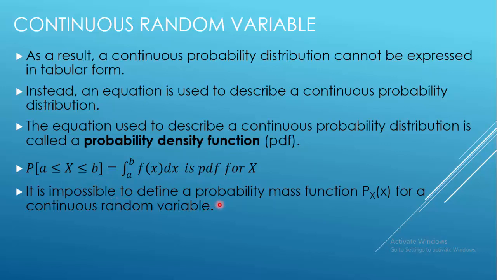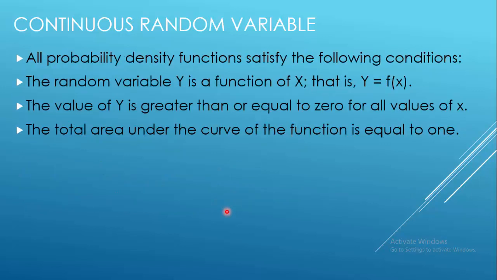It is impossible to define a probability mass function for a continuous random variable. So PMF is only for discrete random variables. For continuous random variables, we do not define a probability mass function. All probability density functions satisfy the following conditions. The random variable y is a function of x, that is y is equal to f of x. The value of y is greater than or equal to 0 for all values of x. The total area under the curve of the function is equal to 1. We will explain these things in coming slides.